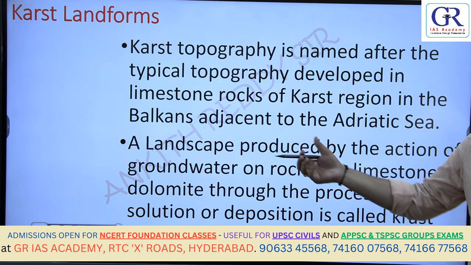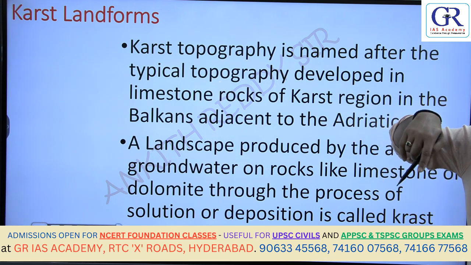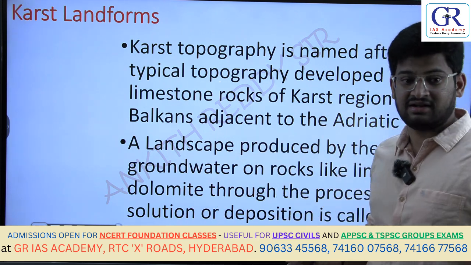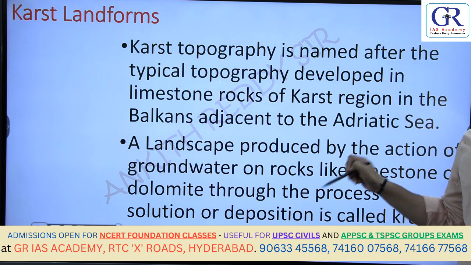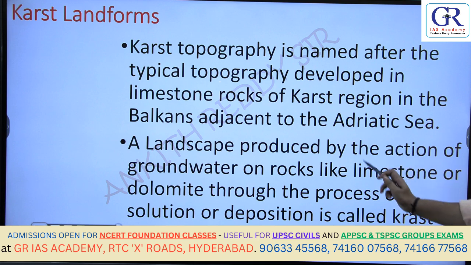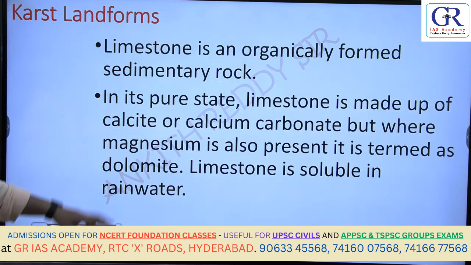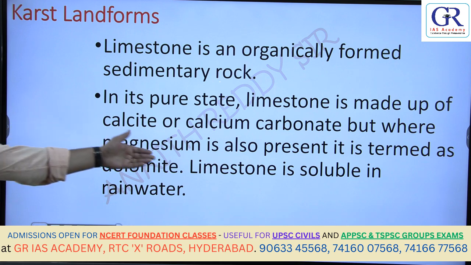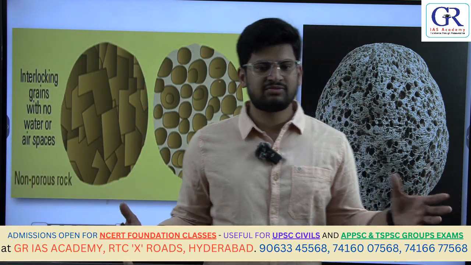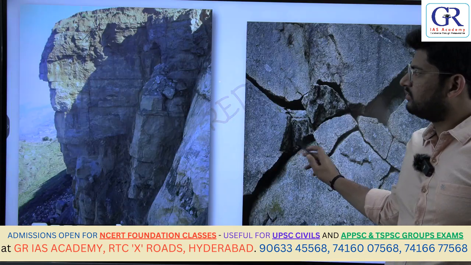So what happens here? A landscape produced by the action of groundwater. Glacial landforms by the action of moving ice, glaciers. Fluvial, running water. Aeolian, wind. Here, underground water. So it is a landscape produced by the action of underground water on the rocks, and mostly it is limestone and dolomite, right. You know that limestone is an organic sedimentary rock which is easily soluble in rainwater, right. So where do you find karst topography? Where there are limestone rich rocks, that is the favorable condition for the formation of karst topography.